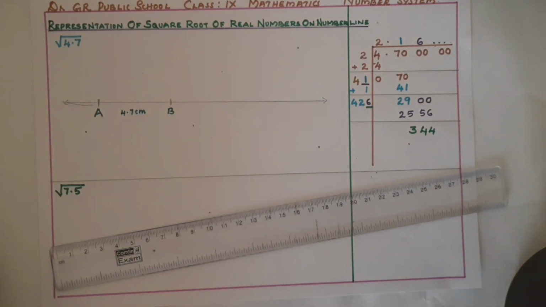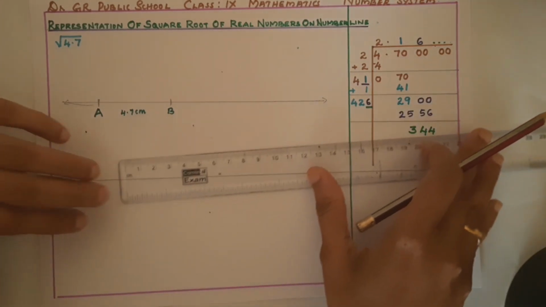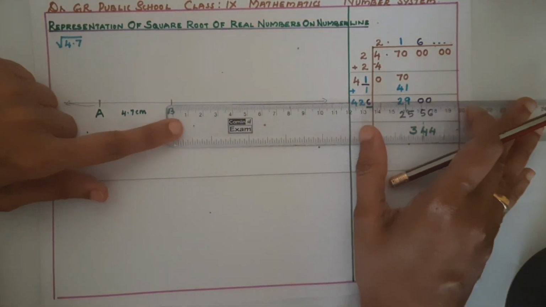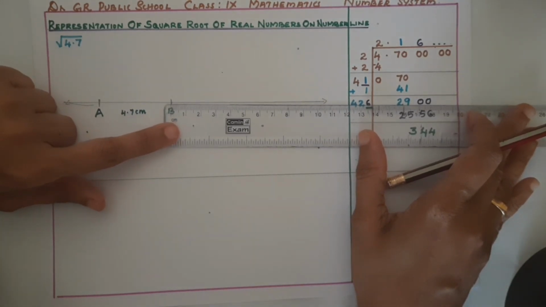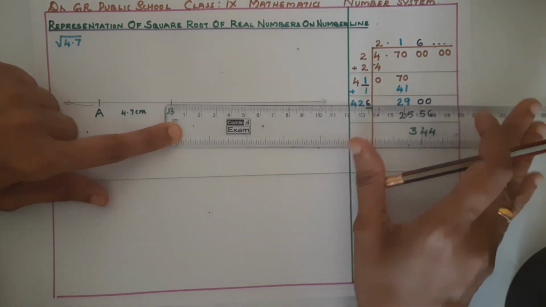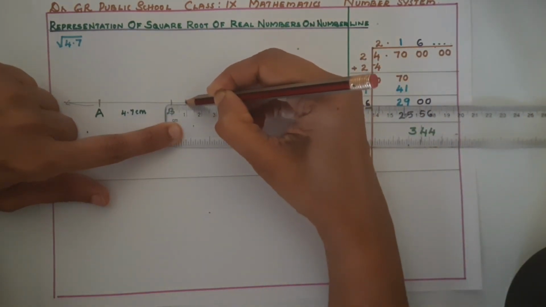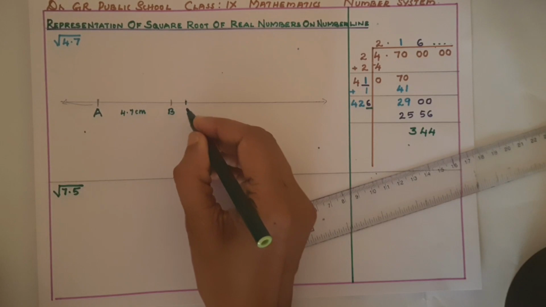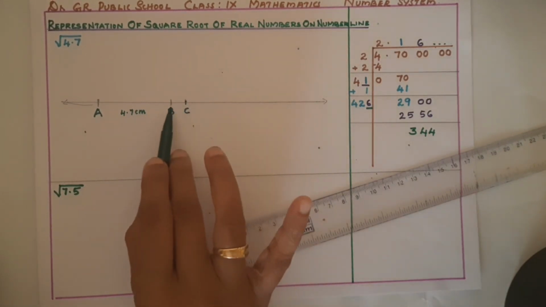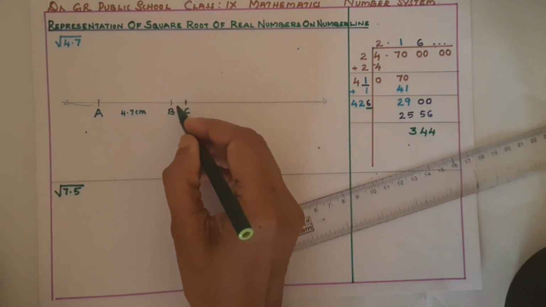Then, what you have to do is, take one more centimeter from B. Okay. So, 1 centimeter more we have to take. And mark it as C. This point is C. How much is this distance? 1 centimeter. Okay.